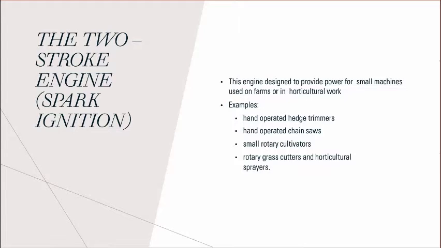The two-stroke engine is a type of internal combustion engine where one power cycle is completed with two strokes of the piston during only one rotation of the crankshaft. This engine is designed to provide power for small machines used on farms or in horticultural work, for example, hand-operated hedge trimmers, hand-operated chainsaws, small rotary cultivators, rotary grass cutters, and horticultural sprayers.